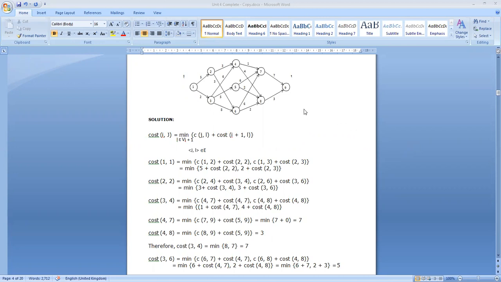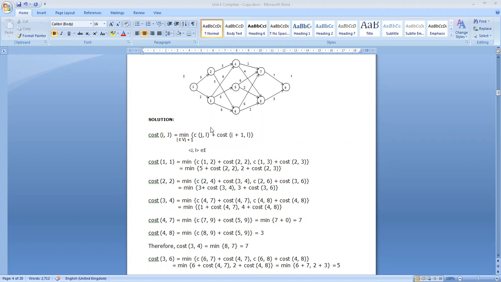What you see on the screen is a multi-stage graph. This graph is made up of 5 stages. Since there are 5 stages, you have to take 3 decisions: 5 minus 2, 3 decisions.